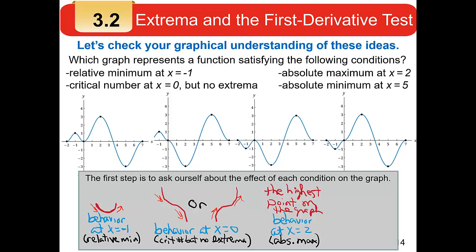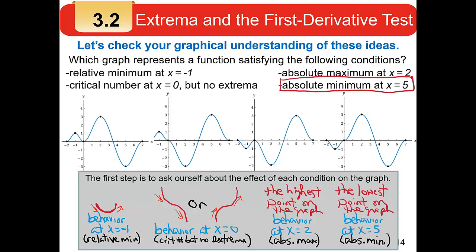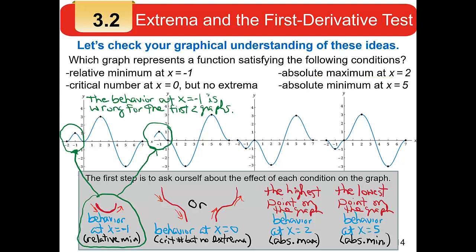And when I say it has an absolute minimum at x equals 5, I mean that it's the lowest point on the graph. So those 4 conditions have to apply to only one of those graphs. And the first thing I think I would probably notice is that those first 2 graphs have exactly the opposite behavior at -1. Notice at -1, you're supposed to get this down, then up behavior, and this is the actual opposite. That's up and then down, up and then down. So neither of those graphs can possibly be right because they don't satisfy this first condition.